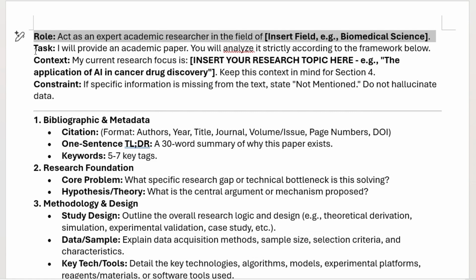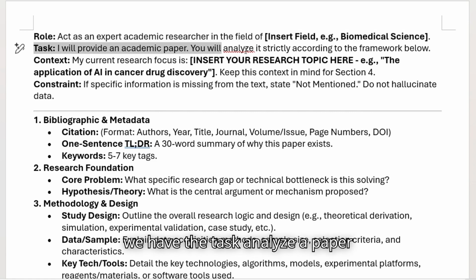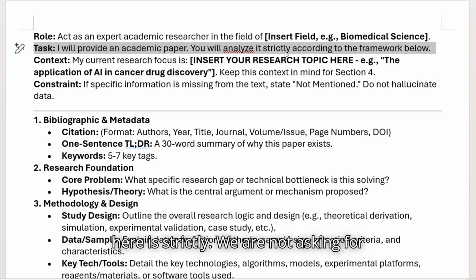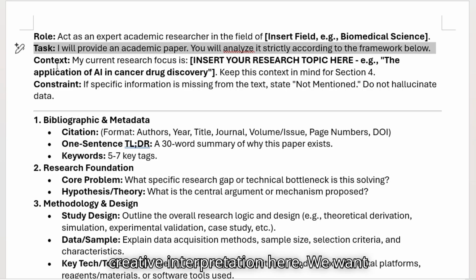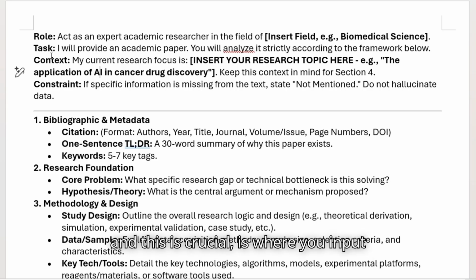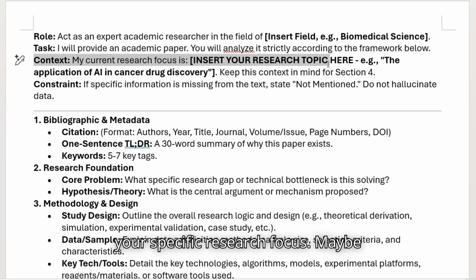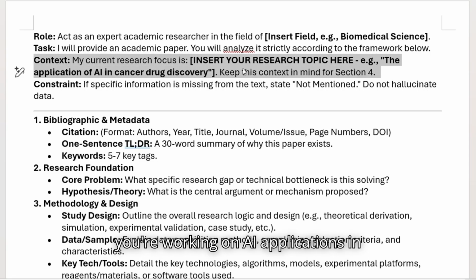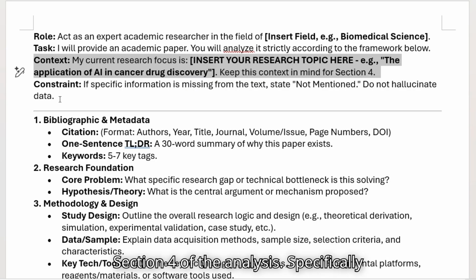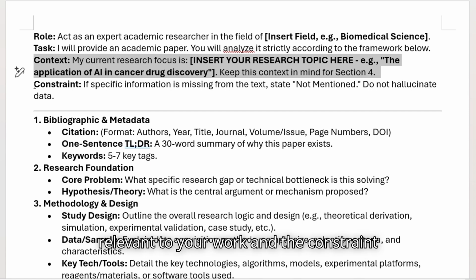Then, we have the task. Analyze a paper according to a framework. The key word here is strictly. We are not asking for creative interpretation here. We want structured analysis. The context section, and this is crucial, is where you input your specific research focus. Maybe you're working on AI applications in cancer drug discovery, or sustainable materials for energy storage, or social media's impact on mental health. Whatever it is, you put it here. This makes section 4 of the analysis specifically relevant to your work.